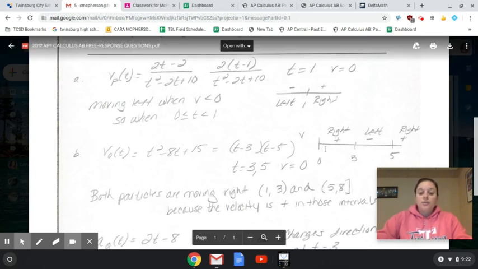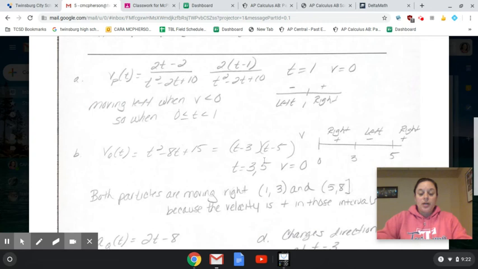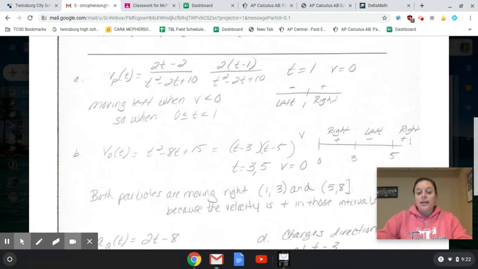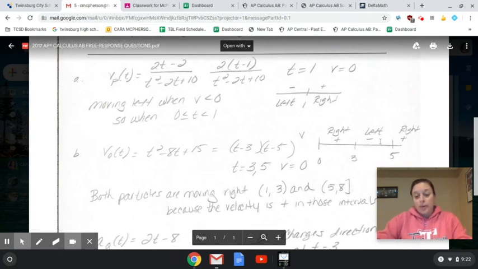So from 0 to 3, if I pick any number like 1 or 2 and put it in here, I get a positive velocity, so it must start moving right. Then if I put 4 in, which is in the middle interval, I get a negative velocity, so it must turn around and start going left. And then if I put a number bigger than 5 in, like 6 or 7, I'm back to a positive velocity, so it changes again, and now it's going to the right.